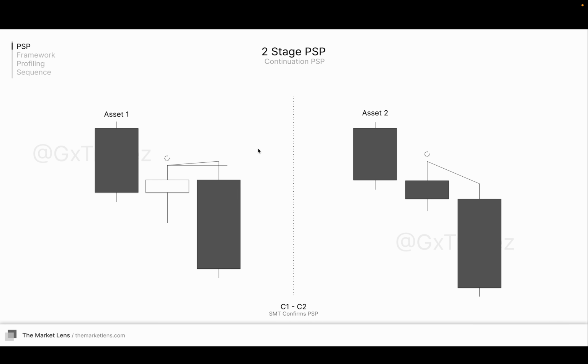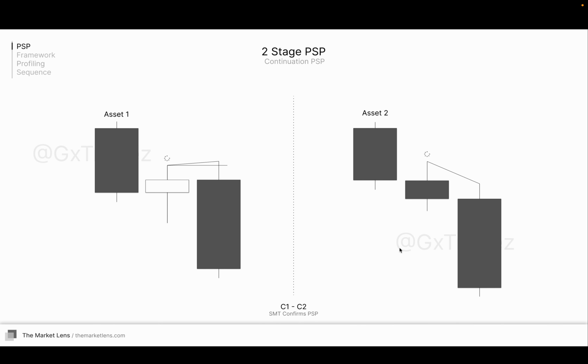And I will show you guys sequences in a part 2. So this is just part 1. Just going to be showing you guys PSPs and how to apply them with framework. And then we'll get into profiling and sequences in a part 2. So what is another version of two-stage PSP?